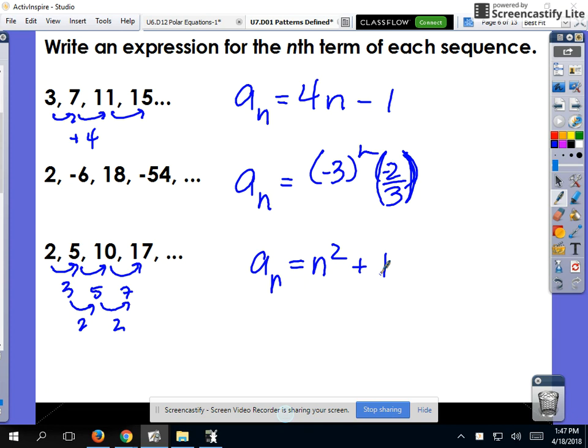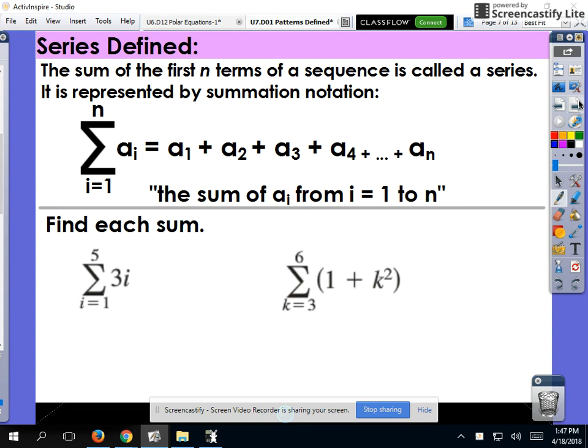Let's see if that works. What is 1 squared plus 1? That's 2. What's 2 squared plus 1? That's 5. 3 squared plus 1. So if I gave you 1, 4, 9, and 16, I bet you would have got it. But this is adding 1, so it makes it a little bit trickier.